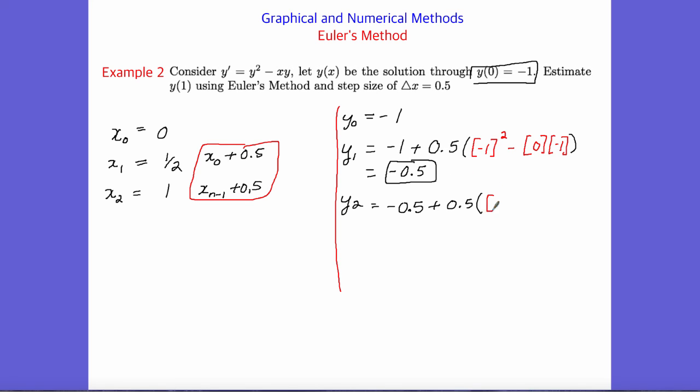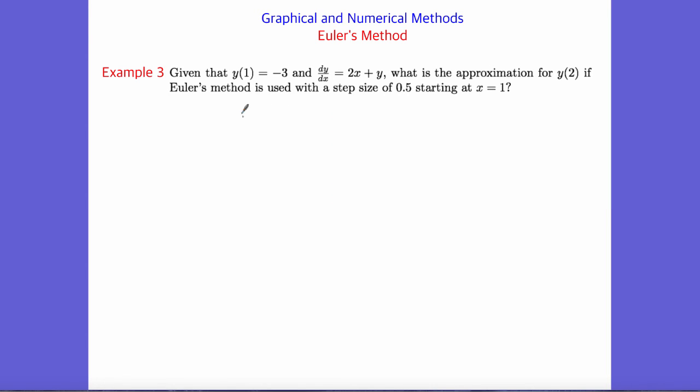So our y1 value here was -0.5 squared, minus x sub 1, which was 1/2, so 0.5. A lot of 0.5s here, right? And then times the x value, which was -0.5. Okay, and if you multiply all this out, you get -0.25. I just want to show you a couple steps on the Euler's method. I do have one more example.